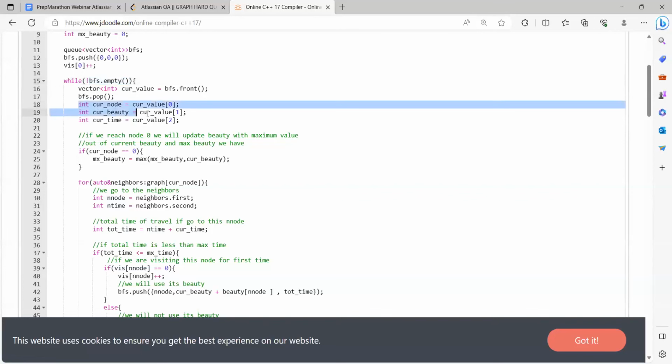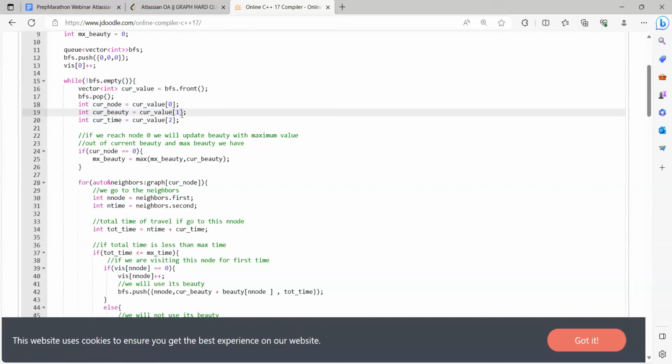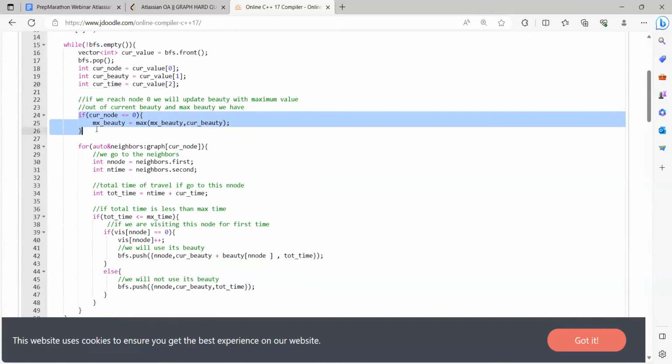Now we get all the details here. What is my current node? It is at the 0th index. What is my current beauty? It is the second thing, at the first index. Then next is the total time taken. If I am able to come back to node 0, I'll update my maximum beauty. What is the basic condition of the question? What is the maximum beauty you can get? You start from place 0 and you come back to this 0. So if I am able to come back to this 0 place, then I'll consider whatever beauty I am able to capture. So in max beauty, I'm storing the maximum beauty that I can get.